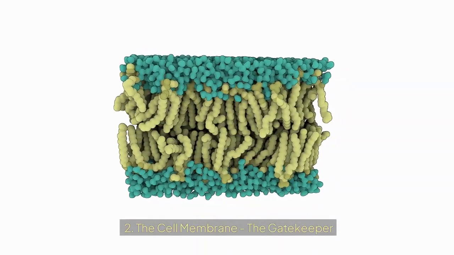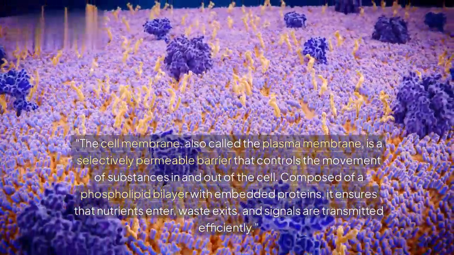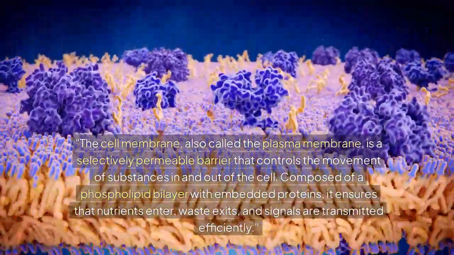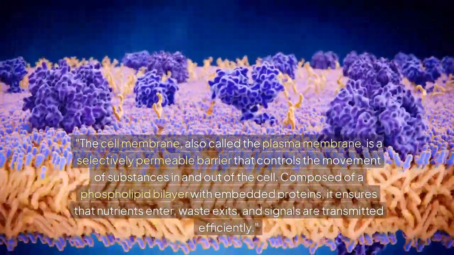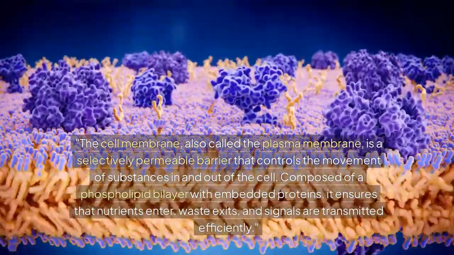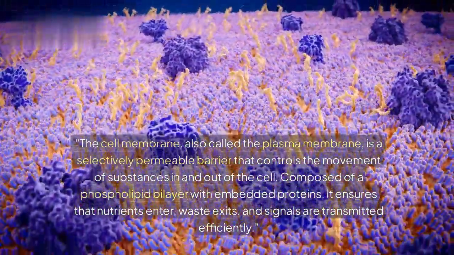2. The cell membrane, the gatekeeper. The cell membrane, also called the plasma membrane, is a selectively permeable barrier that controls the movement of substances in and out of the cell. Composed of a phospholipid bilayer with embedded proteins, it ensures that nutrients enter, waste exits, and signals are transmitted efficiently.